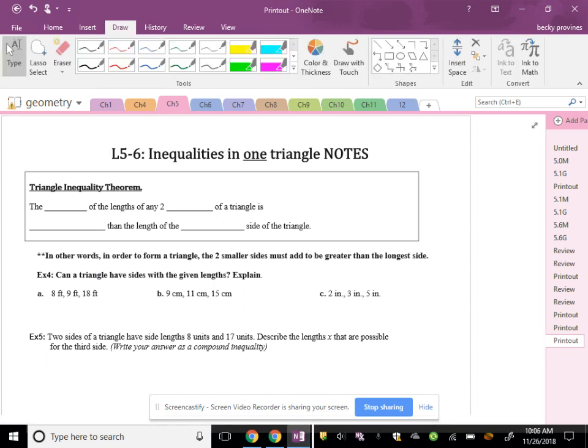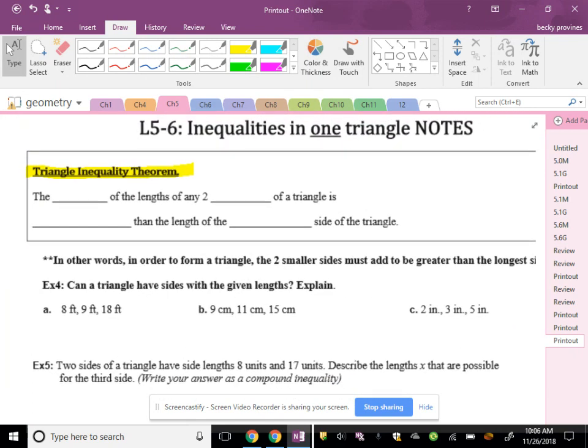Today we're going to go over lesson 5.6 and 5.7. We're going to start with the triangle inequality theorem, and this is just a way to prove that you can make certain triangles work. So let's jump right in.